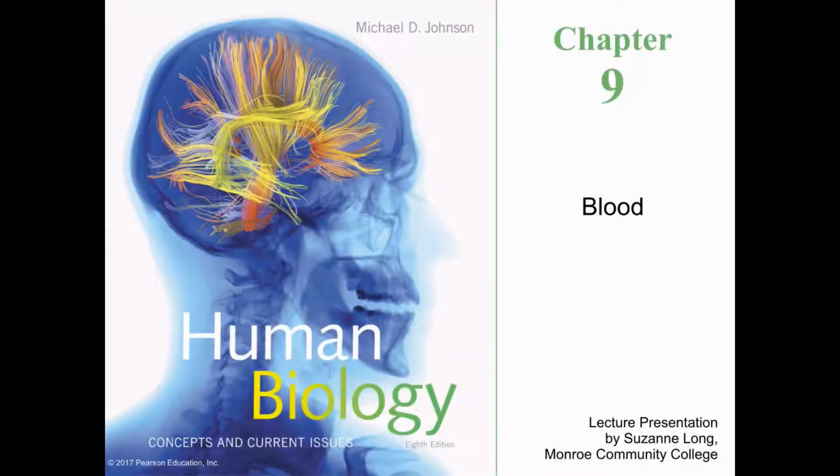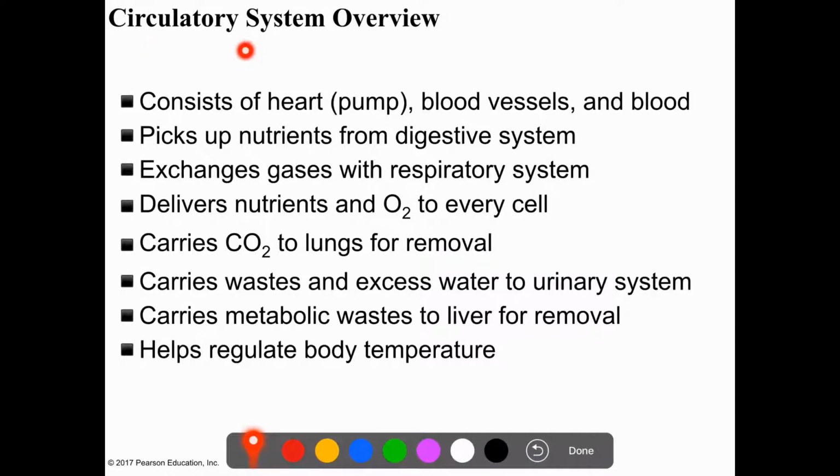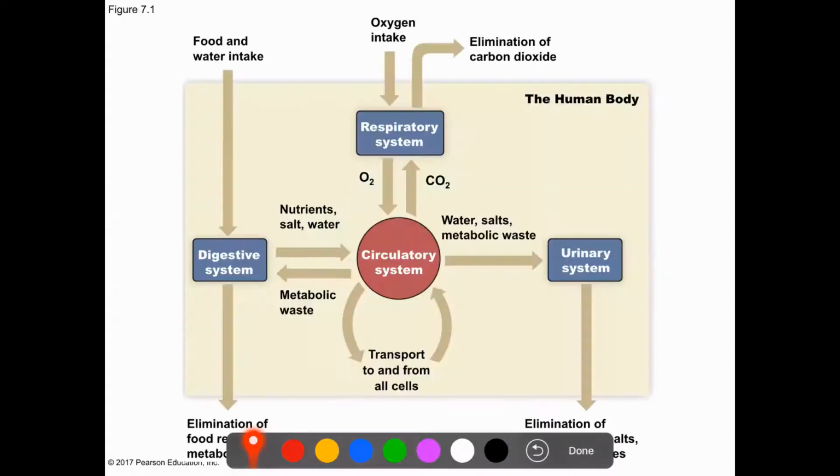Hello again everyone, we are now in chapter 9 and chapter 9 is about blood. One of the most important systems in the human body is the circulatory system. It is important because our survival is dependent on the system's ability to deliver oxygen and nutrients and take CO2 and wastes. The system itself consists of the heart, which is pumping the blood vessels, and of course the blood itself.